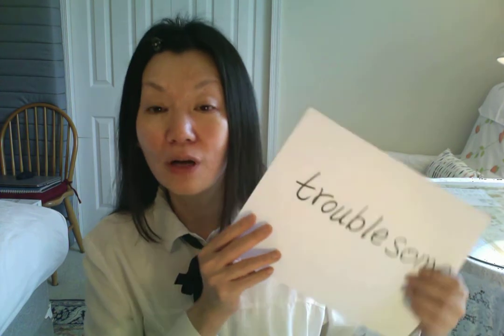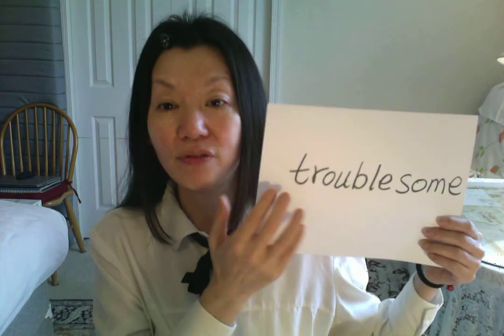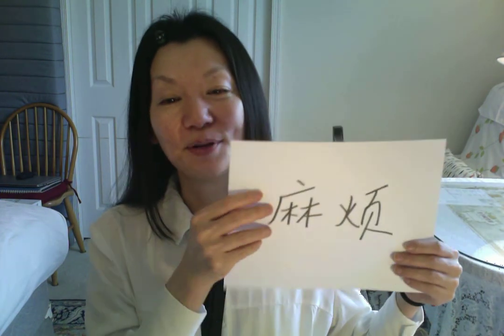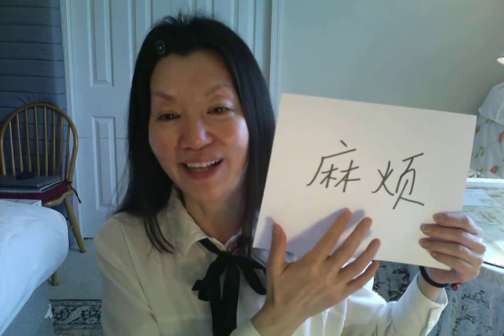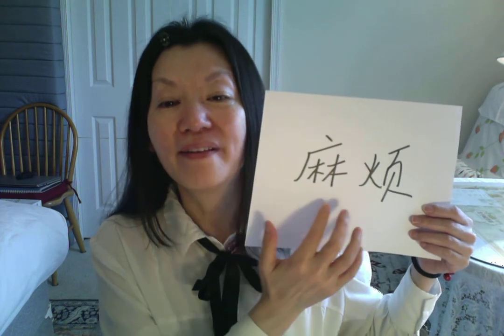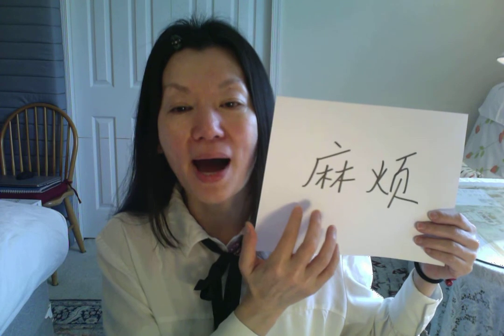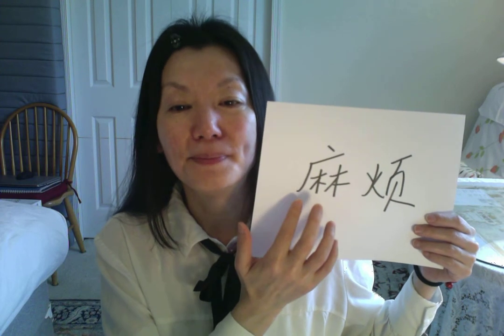Troublesome, troublesome in Chinese, what we say here, we say 麻烦, yeah, 麻烦, okay. Troublesome. 麻烦, troublesome. 麻烦, okay.